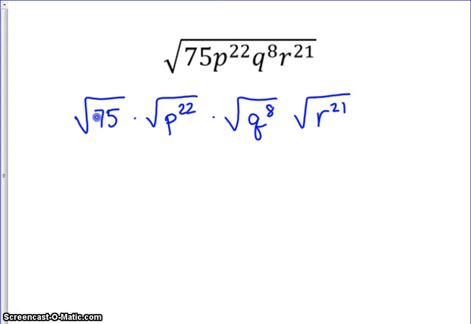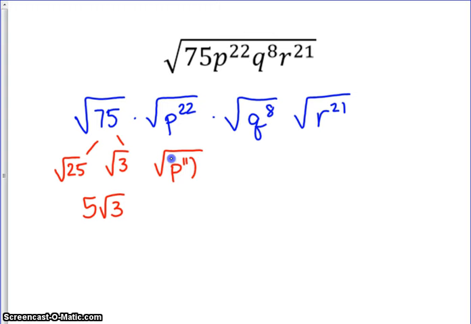So 75, the largest perfect square that goes into 75 is 25. So we have the square root of 25 times the square root of 3. So this becomes 5 square roots of 3. Over here we have p to the 22nd. That's going to be p to the 11th to the 2nd power. That is going to be p to the 11th because the square root and the square cancel.